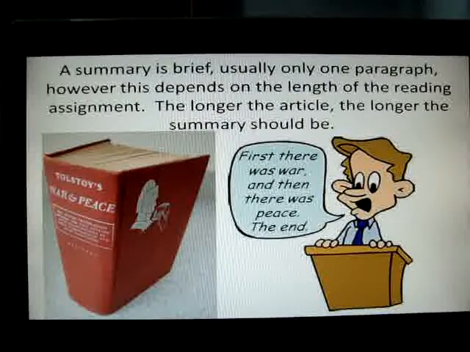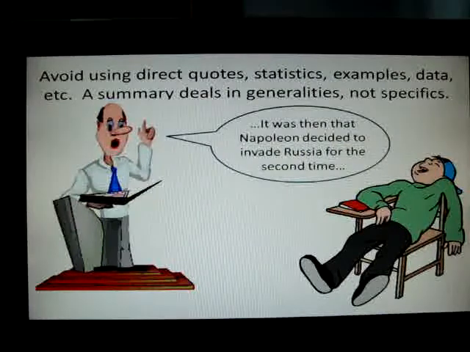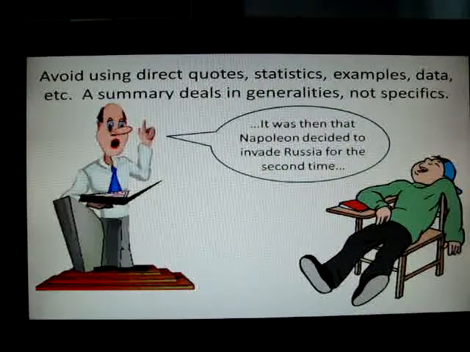So remember, your summary is only going to be about a paragraph long. Three to four sentences, maybe five to six sentences, depends on the length of the article. Usually you stop and think, how many pages long was the article? That usually gives you an idea of how many sentences you're really going to go by. Do not use direct quotes, not needed. Don't want to see statistics, examples, any data, no specifics, no details.